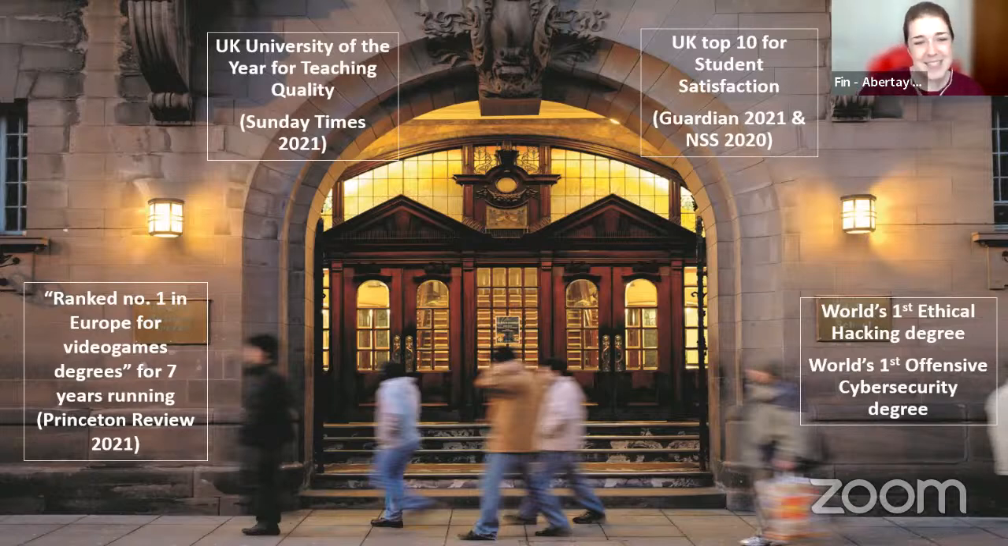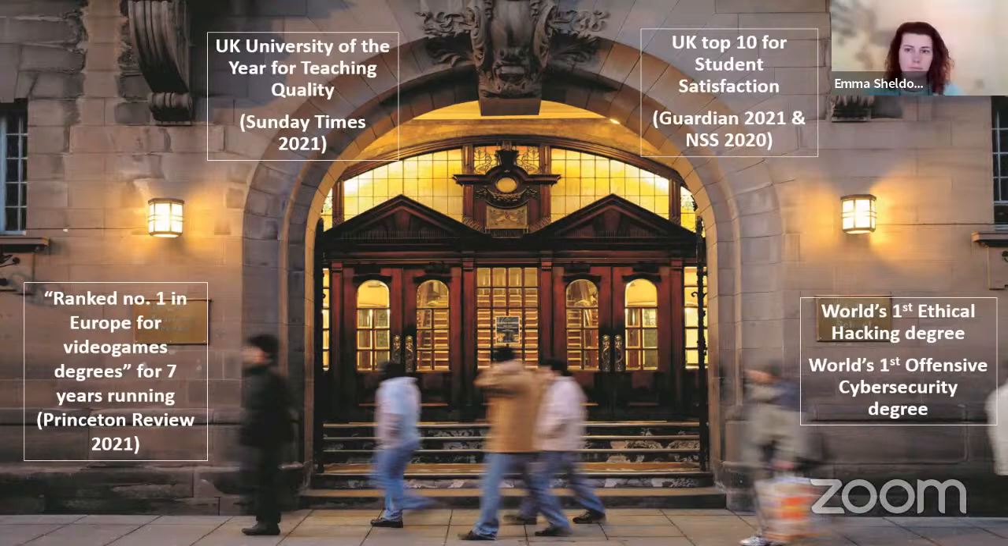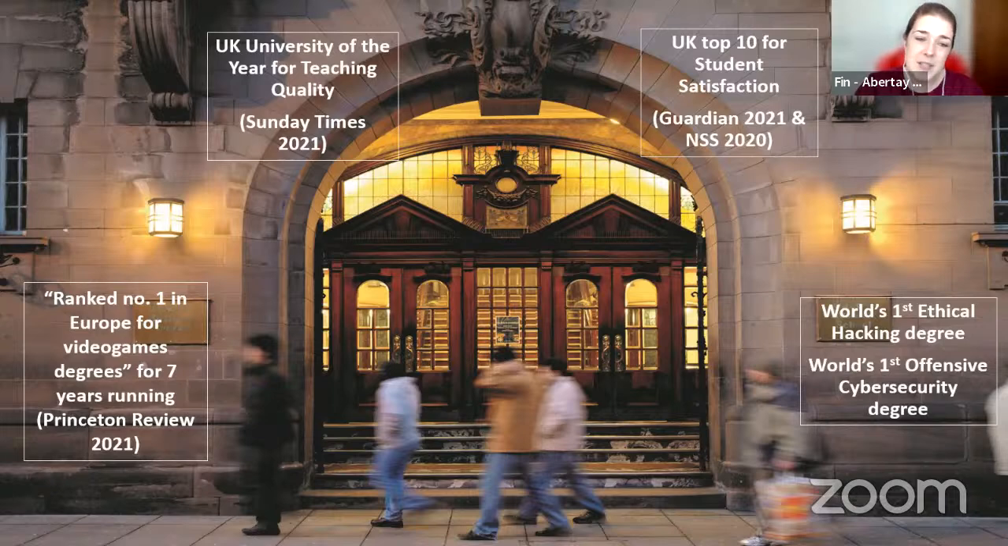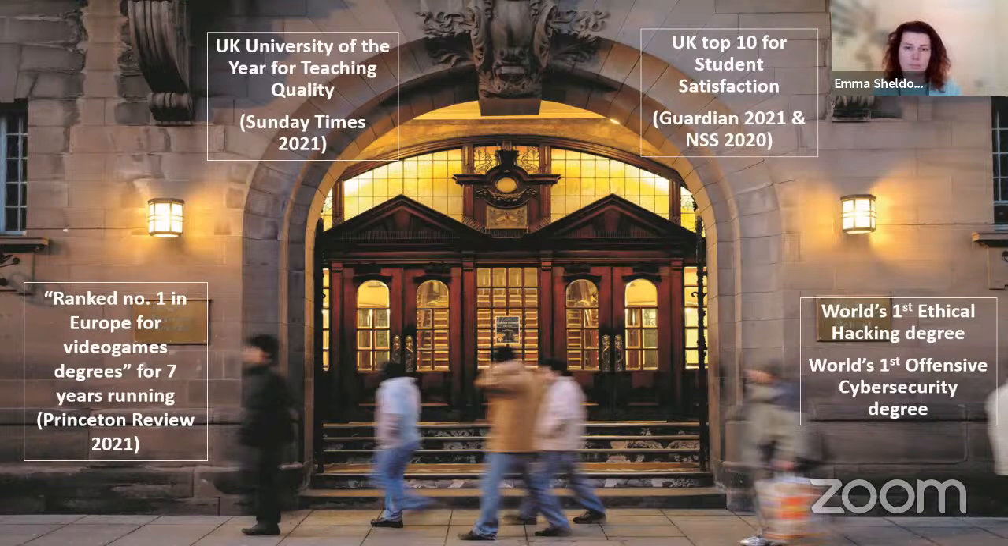So let's get started. Wanted to talk to you firstly about a brief introduction to Abertay. So to start off with, we are a small and friendly university in Dundee in Scotland, and that's in the UK. We are renowned for our courses in computer games programming, design and arts, as well as our specialist courses around cybersecurity. We started the world's first ethical hacking degree, taking an offensive approach to cybersecurity. And this has been ranked #1 in Europe.